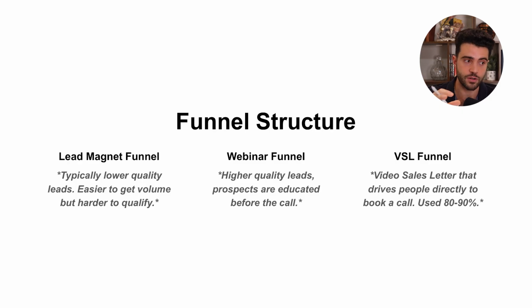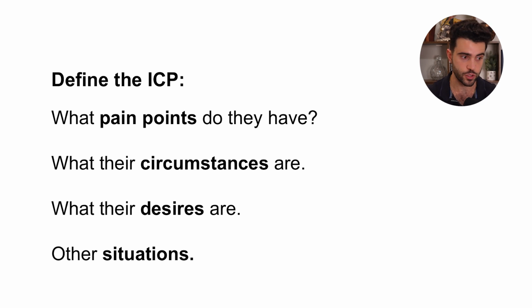It's basically a video sales letter that gets people to book a call directly. It's a direct funnel. Once we understand the type of funnel structure that we're going to run, we typically will, like I said, 80-90% of the time stick with that VSL. We're then going to understand the ICP. This is super important. Before we do any type of ad work or any actual creation of what we call their cold traffic offer, we have to understand who we're talking to, right?